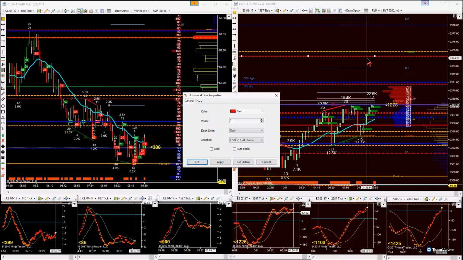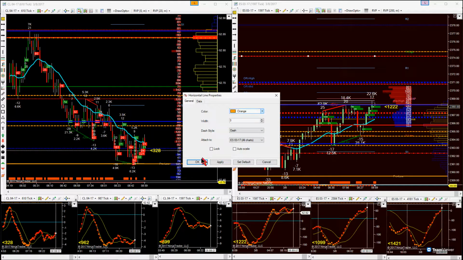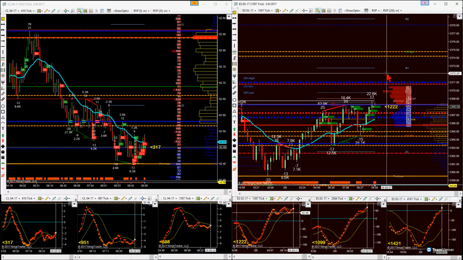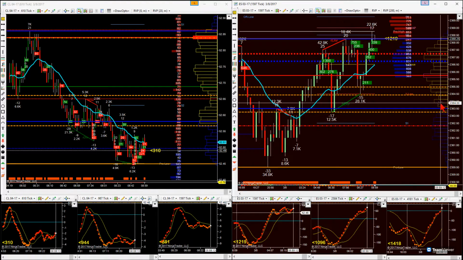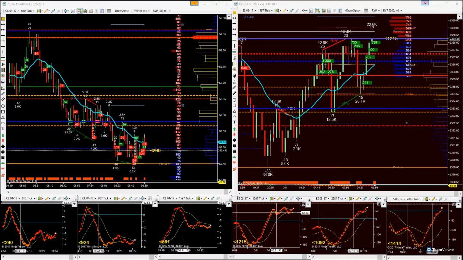And at this point, any horizontal dashed line I see that's red, I'll just keep switching over to orange. I think I got them all. Okay, about 45 seconds to the open.